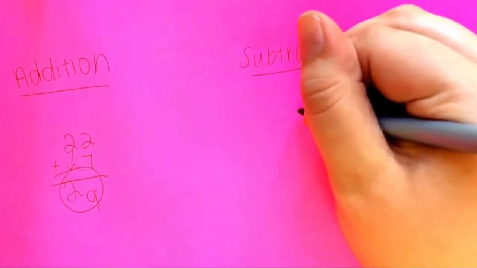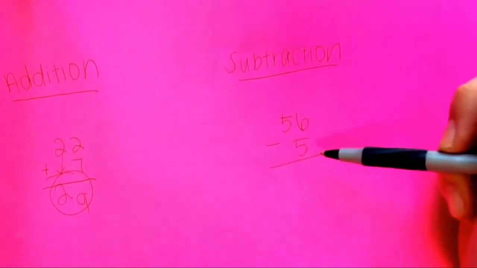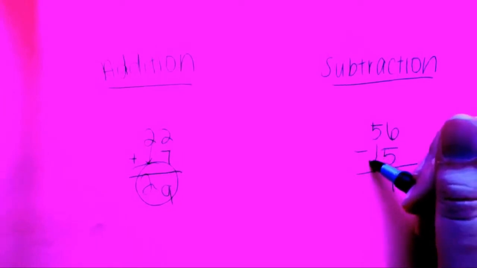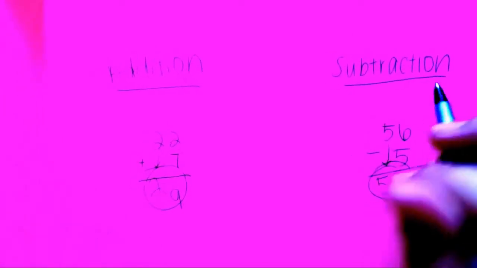Now for subtraction, if we want to do a bigger problem, we can do 56 minus 5. Now we all know 6 minus 5 is 1, and then we bring down the 5, and then your answer is 51.